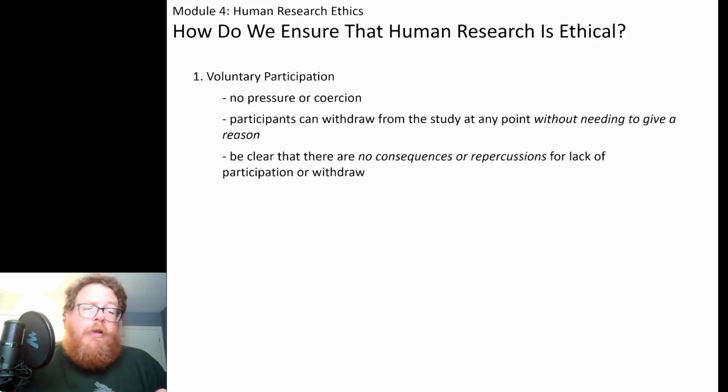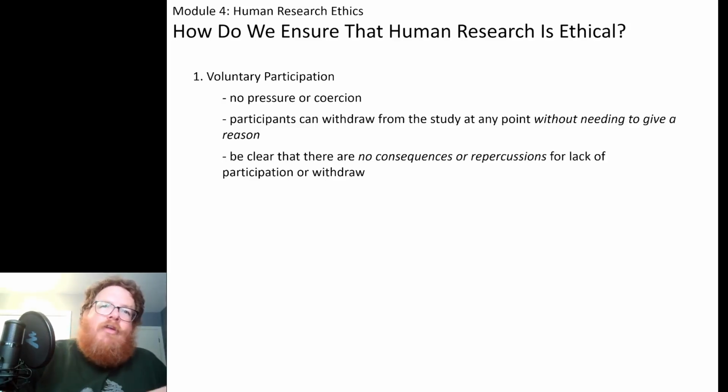You also need to be very clear to the participants that there are no consequences or repercussions for their lack of participation or withdrawal, right? So if somebody decides that they're not going to be in your study, or if they decide that they're going to pull out of your study, you have to make it clear to them that that's fine, right? You're not compelled to join, you're not compelled to stay. And of course, you have to follow through with that as well, right?